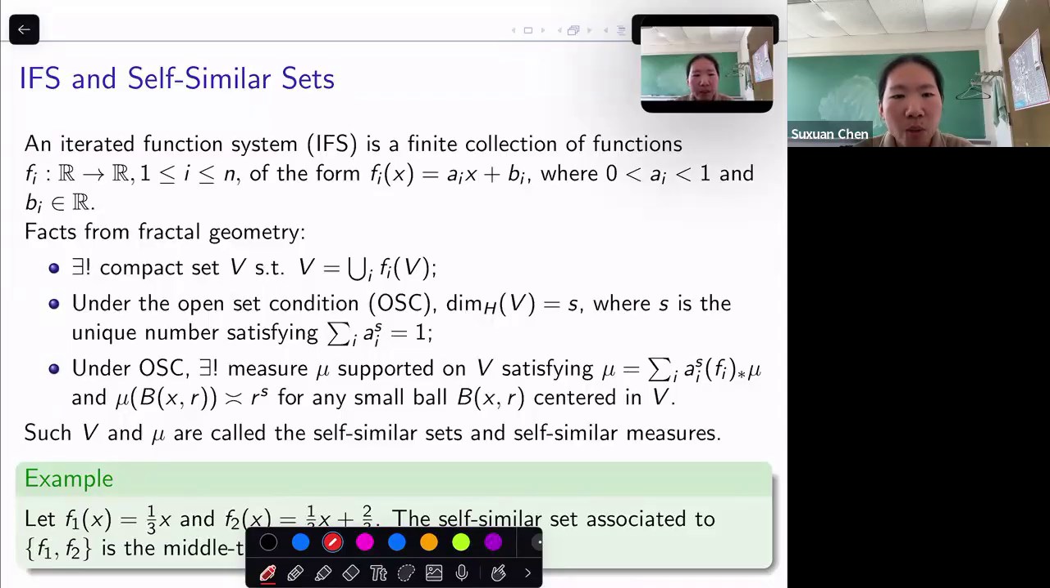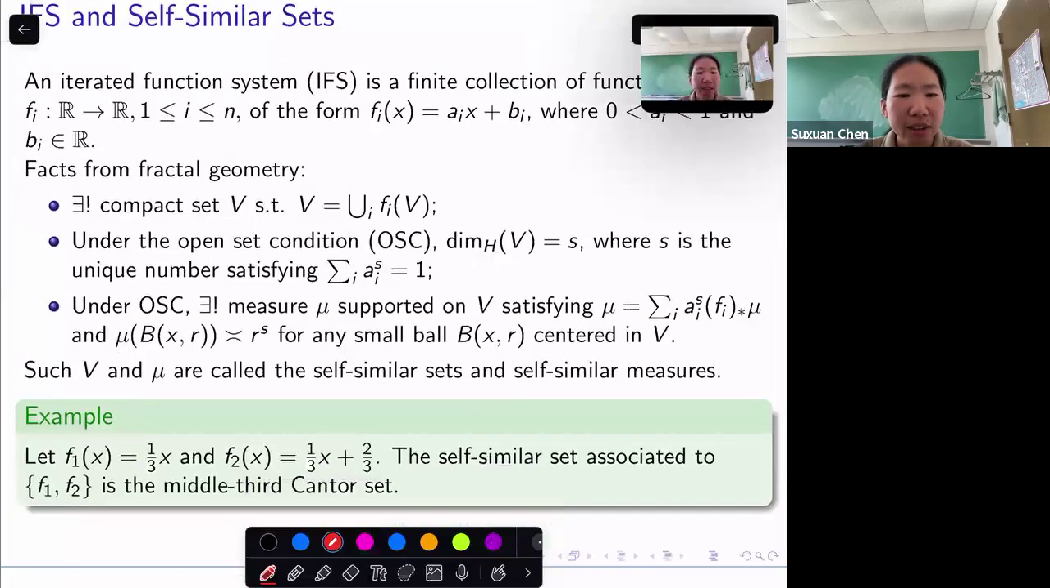And moreover, there is a good property of this mu. If we consider a one-dimensional ball centered at X with radius R, then the mu measure of this ball is about R to the power S. So this one-dimensional ball is really an interval (X minus R, X plus R). And we need to assume that this X is a point inside V. Such sets V and measures mu are called self-similar sets and self-similar measures.